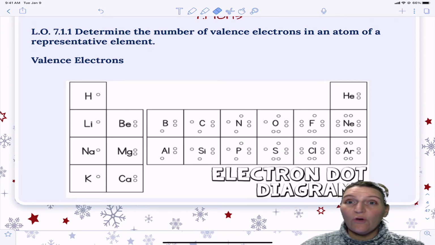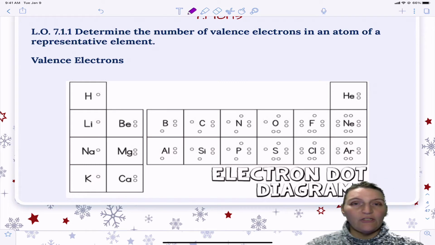Hi. So now we're moving on to actually starting to talk about Chapter 7, the formation of ions and ionic compounds. And we need to start talking about ions with valence electrons because the central driver for why atoms form compounds is in order to have a full outermost energy level. And we call that outermost energy level the valence electrons. And so how many electrons do these atoms have to begin with?